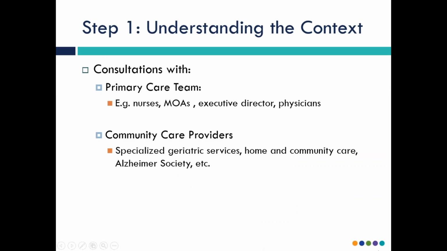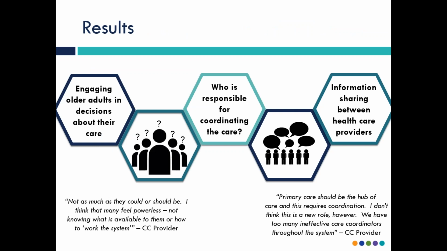So I'll go through the implementation process in a little bit more detail. So again, the first step was really to understand the current context. Focus groups and key informant interviews were conducted with 30 primary care and community care healthcare providers from rural and urban settings. The interviews with healthcare providers revealed a number of themes that are displayed here on the screen and the next couple of slides as well, including engagement of older adults, information sharing, and understanding who is responsible for coordinating care.